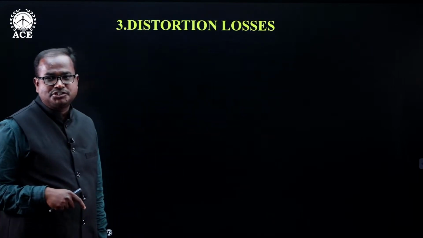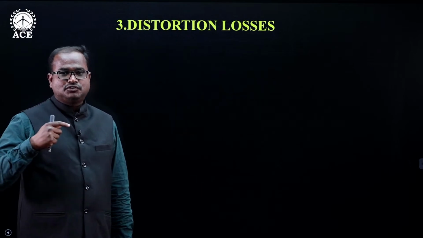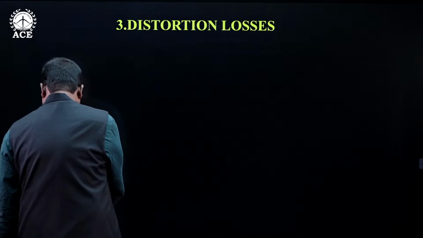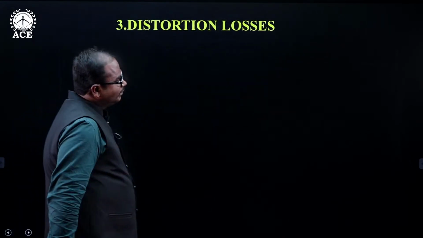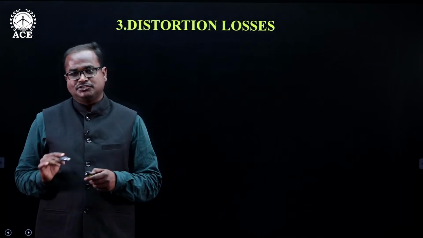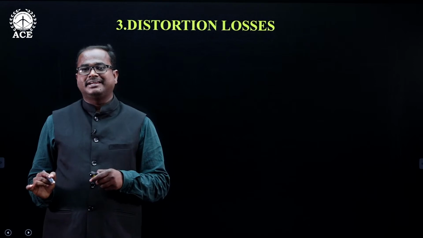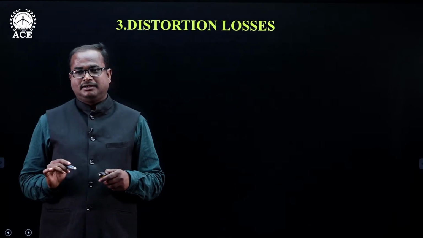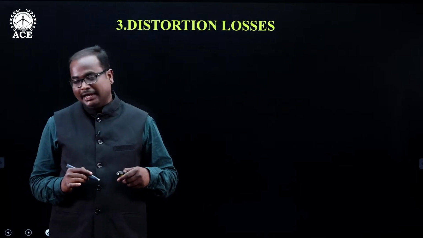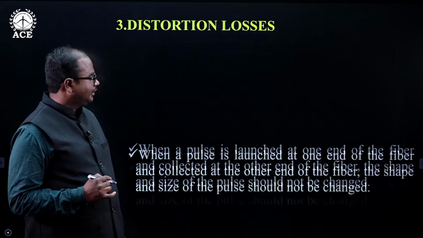Next, distortion losses. If you send the input signal, the output signal also should be the same as the input signal. If there is any difference between the output signal and the input signal, we say that the signal is distorted.